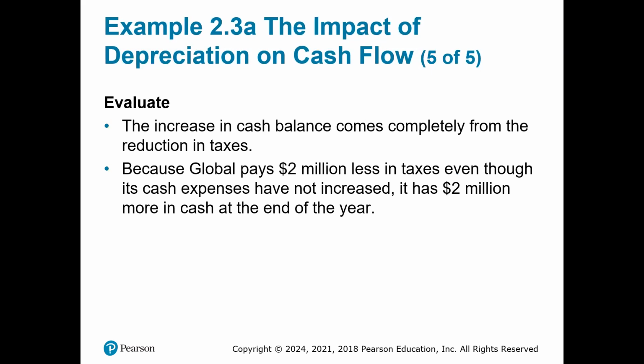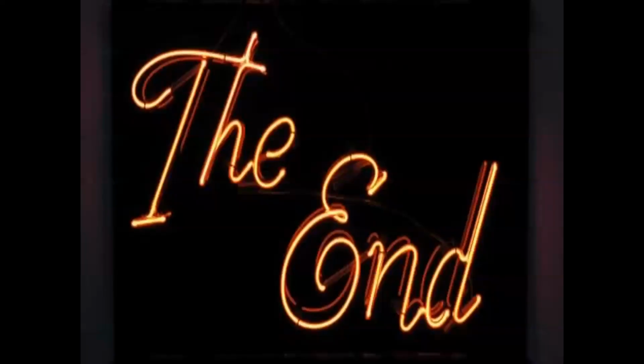So to evaluate, the increase in cash balance comes completely from the reduction in taxes because Global pays $2 million less in taxes, even though its cash expenses have not increased. It has $2 million more in cash at the end of the year. And this is the end of part 2.